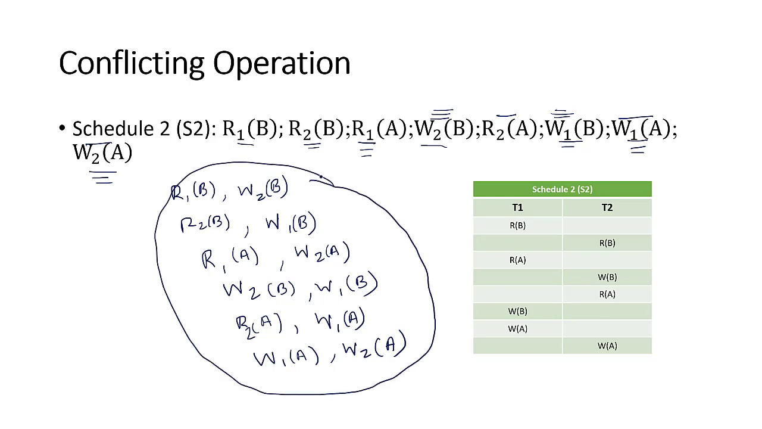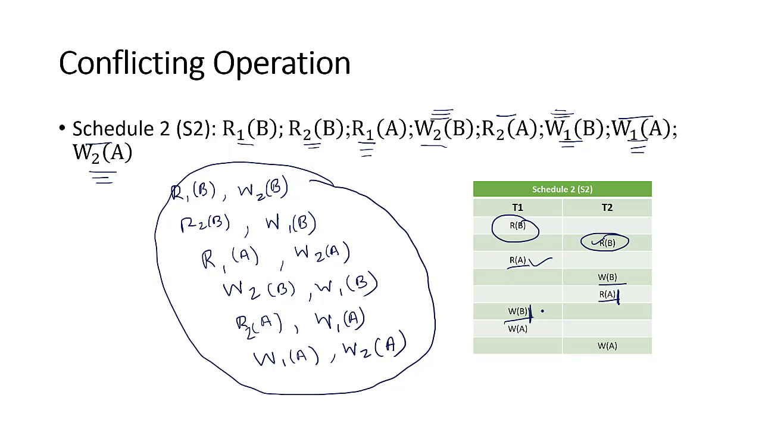Now, if we consider the concept of conflict equivalent, we can say that by swapping of non-conflicting operations, we can prove that one schedule can be transformed to another schedule. So here the non-conflicting operation is obviously this one and this one. Similarly, this one with this one, with this one with this one. So these are the non-conflicting operations.